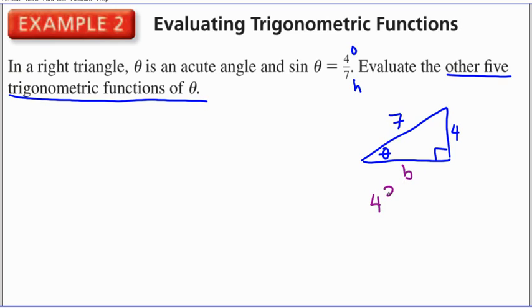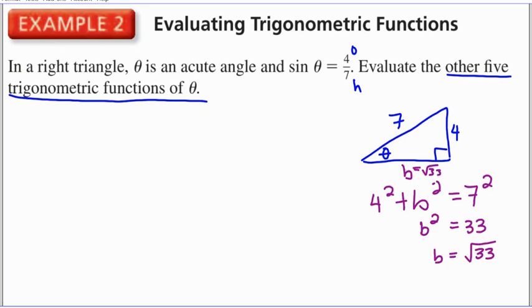So 4 squared plus b squared is going to be 7 squared. Okay, when you square 4, you get 16. Square 7, you get 49. Subtract those, you get 33. So b squared is going to be 33. And b is going to be the square root of 33. Okay, so I know that this b is the square root of 33.